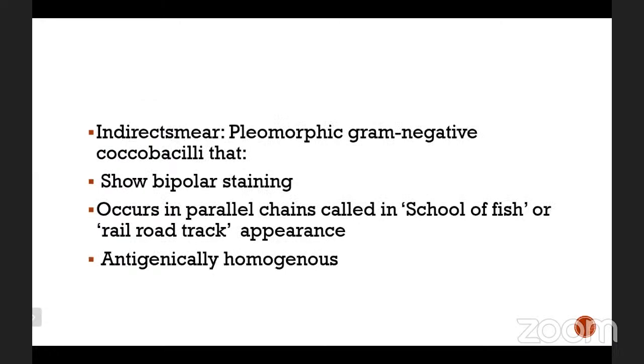In an indirect smear, pleomorphic gram-negative coccobacilli will show bipolar staining. It will occur in parallel chains, which is called a school of fish or railroad track appearance. Antigenically, it is homogeneous.